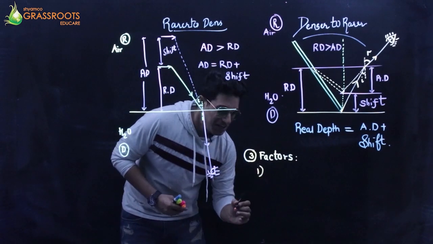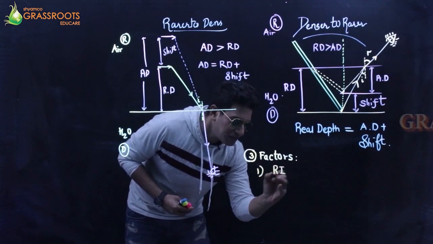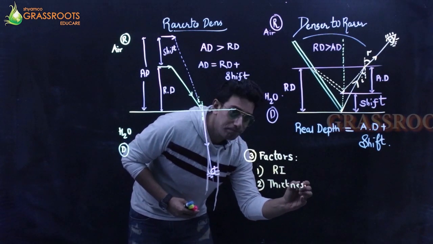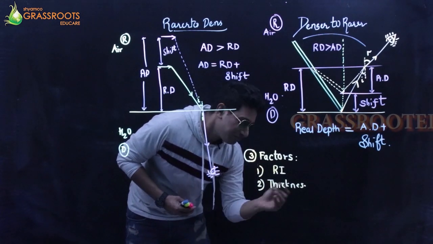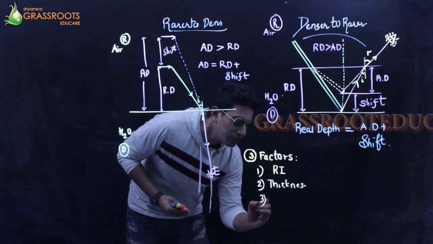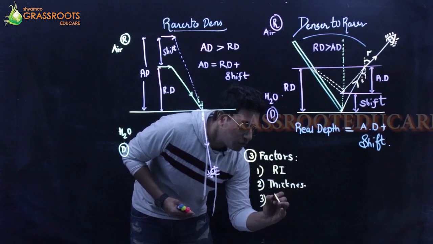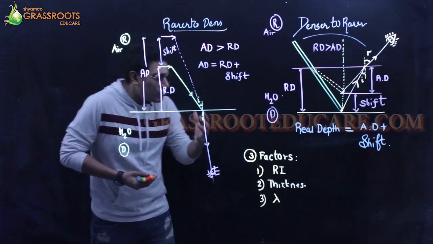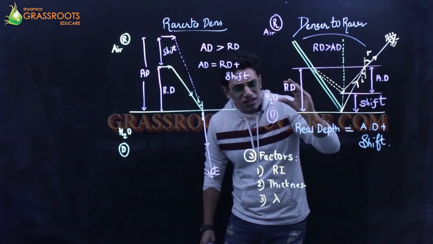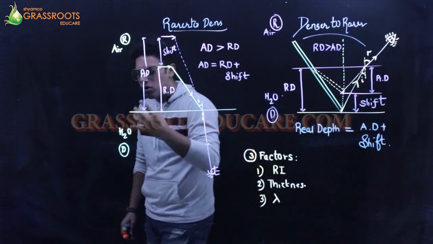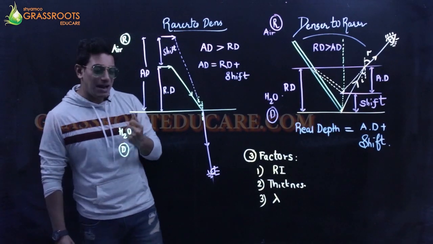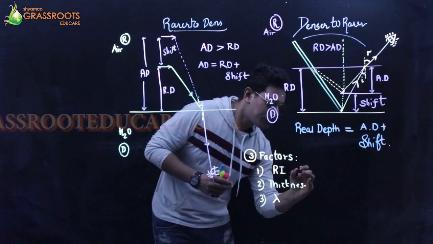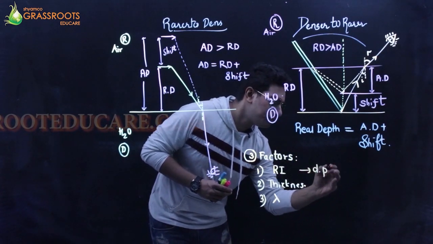The first factor, it depends upon the refractive index. Second, the thickness of the medium, obviously. And third, it depends upon the color or the wavelength, that is the lambda. Now, tell me one thing. If I talk about the refractive index, more the refractive index, more is the thickness of the medium. And because of that, the bending will be more, the shift will be more. So it is directly proportional.